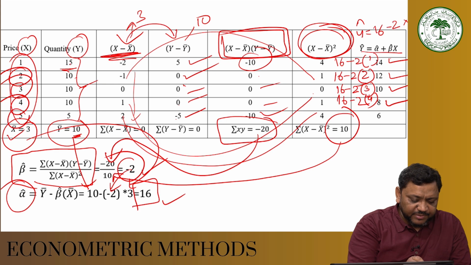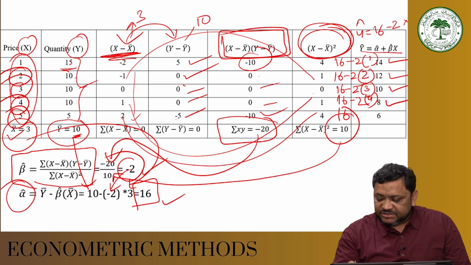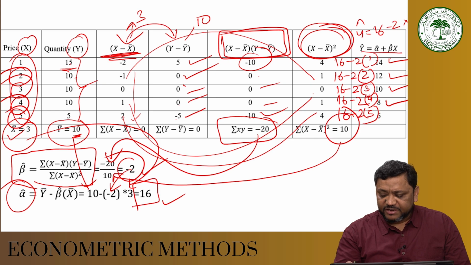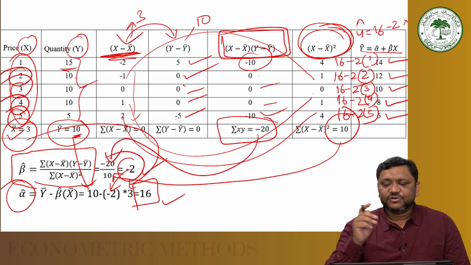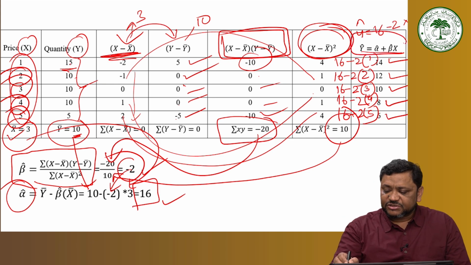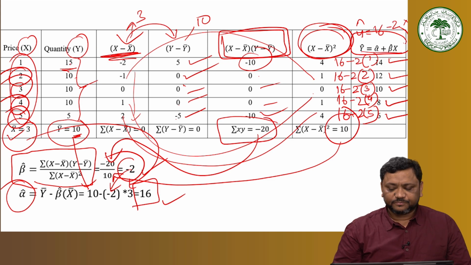And for the last term, it's 5 over here. So it is 16 minus 2 multiplied by 5. So 5 multiplied by 2, 10. 16 minus 10, that is equal to 6. So these are the calculations of y hat.